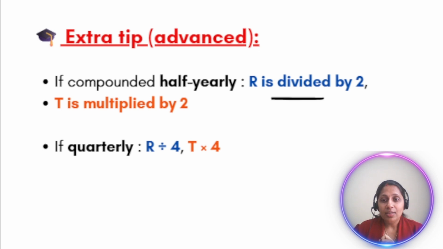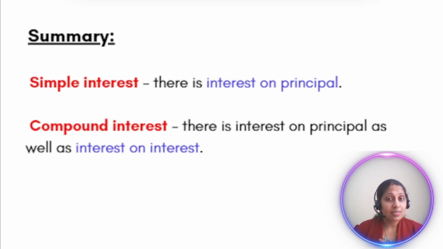Right. And now, next is, let's quickly summarize the simple interest and compound interest. Simple interest means interest on the principal. Compound interest means interest on the principal as well as interest on the interest that has been compounded. So this is what you have to remember always.